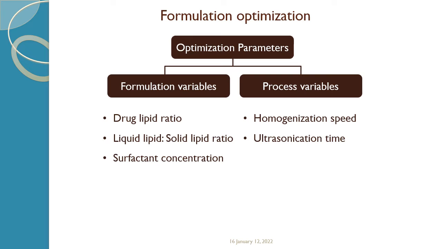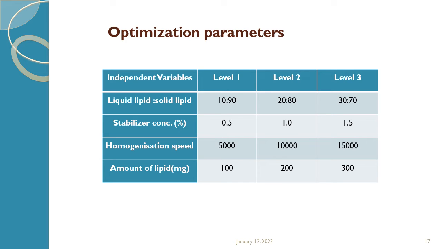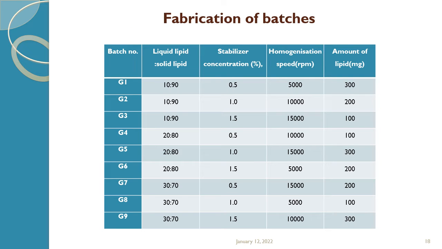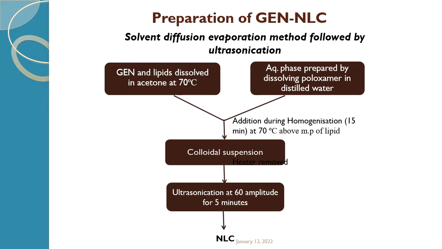The formulation optimization was done on two kinds of variables, that are formulation variables and process variables, and these are the optimized parameters which we have used for our studies. So these are the various batches which were prepared, and this is the method. So the solvent diffusion evaporation method followed by ultracentrifugation is used.